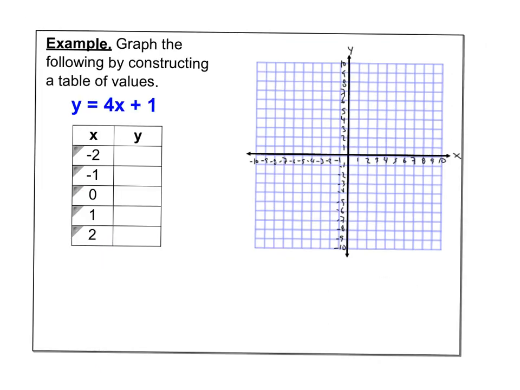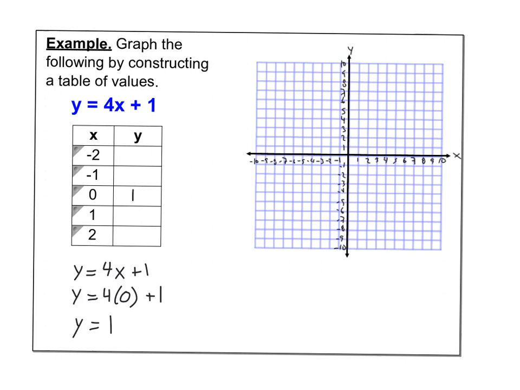Okay, let's talk about our next equation. I'm going to do the exact same thing as before. I'm going to rewrite the equation y equals 4x plus 1, and I'm going to substitute my x values in for my x variable. Like I said, 0 is super easy. I like to start with 0. 4 times 0 is 0, plus 1 results in 1. So y is equal to 1.